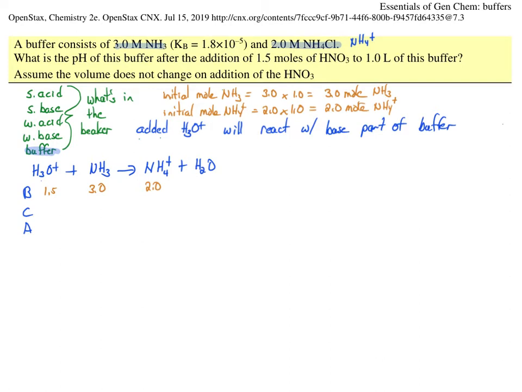When the added acid reacts with the buffer, we're going to lose all of our added acid. We're going to lose that much of our base, and we're going to gain that amount of our conjugate acid. So that after the reaction is complete, we no longer have any of the strong acid. We've lost a good portion of our base, and we've gained some of our ammonium ion. So now we can apply the Henderson-Hasselbalch equation to determine the pH.